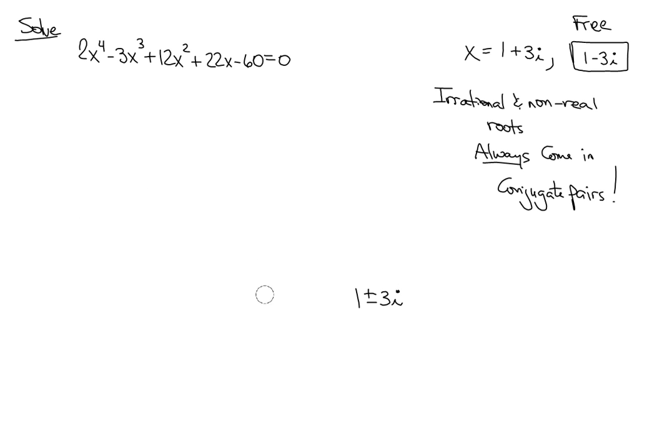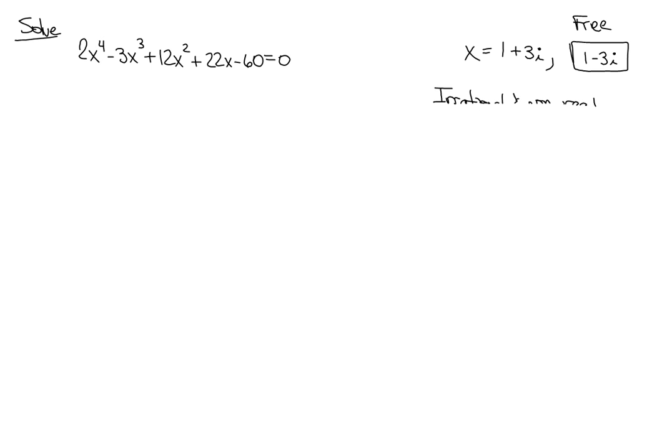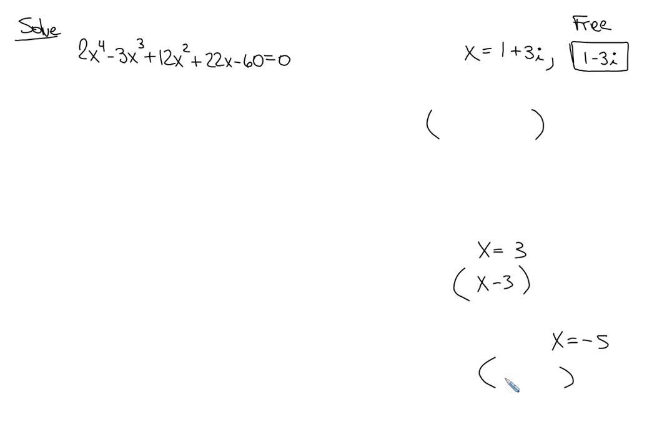The fact that it happens is very useful, because that means that now I have a pair of things. Now, if x is equal to 1 plus 3i, what does that look like as a factor? Well, let me ask you this. If x is equal to just 3, what does that look like as a factor? x minus 3. If x is equal to negative 5, what does that look like as a factor? x plus 5, which comes from x minus the root. That's where the x plus 5 comes from.